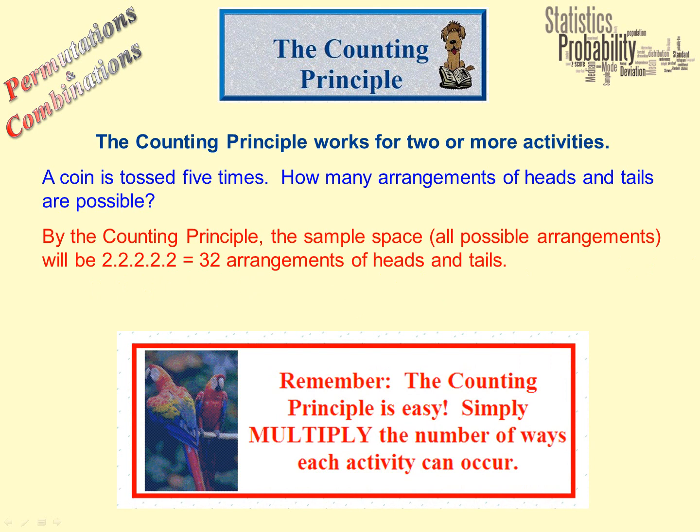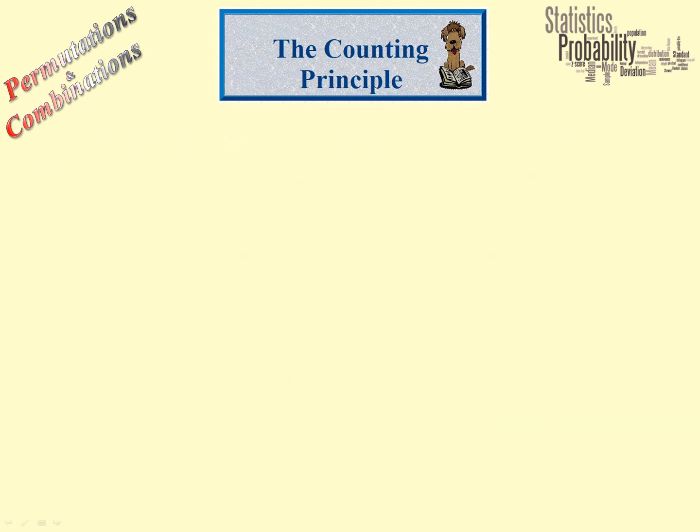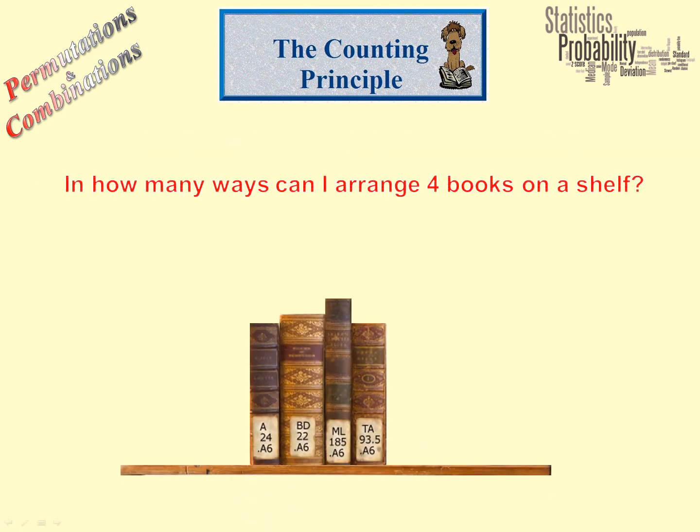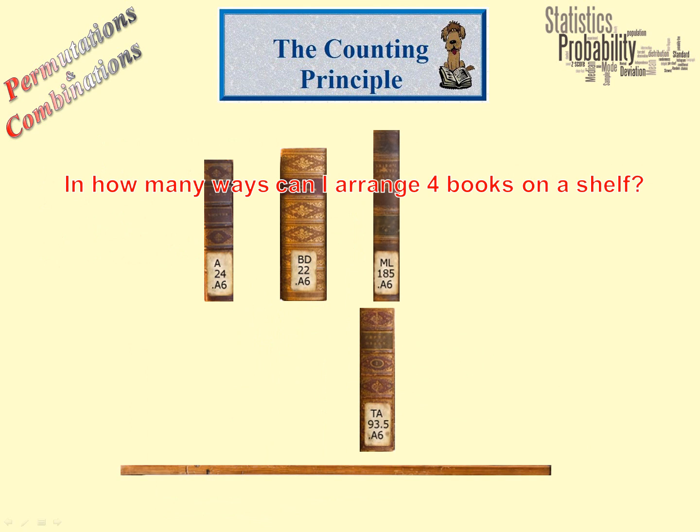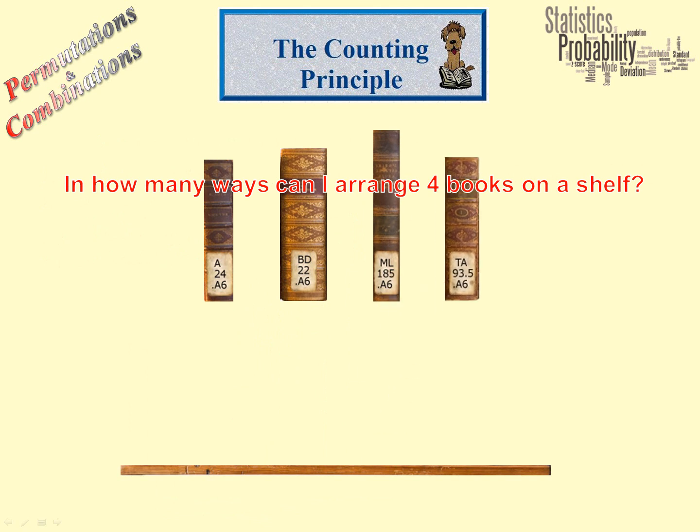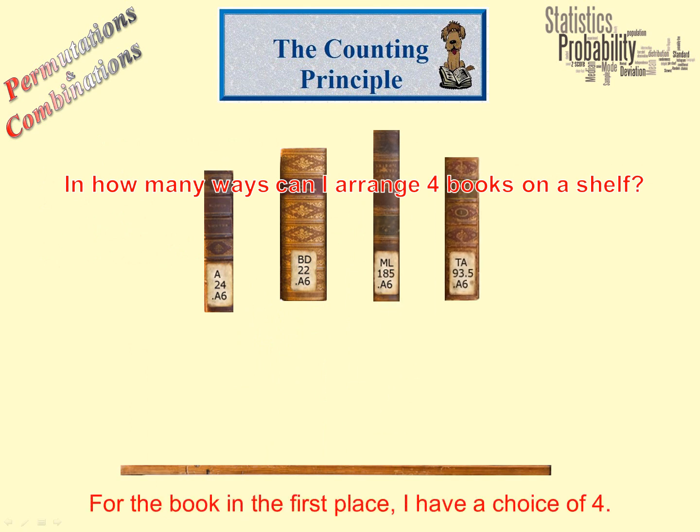The counting principle is simple to use: multiply the number of ways each activity can occur. Let's take an example. 4 books on a shelf. How many ways can I arrange 4 books on a shelf? So let's look at the first place on the shelf. 4 options.